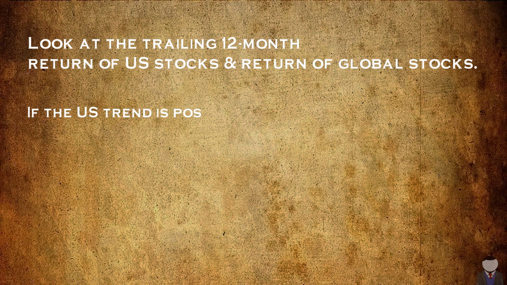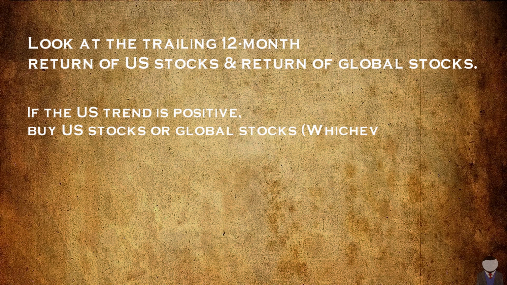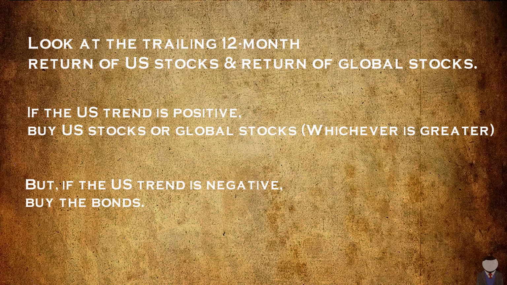Look at the trailing 12-month return of US stocks and the return of global stocks. If the US trend is positive, buy whichever is greater between the two, US stocks or global stocks. But if the US trend is negative, buy the bonds.